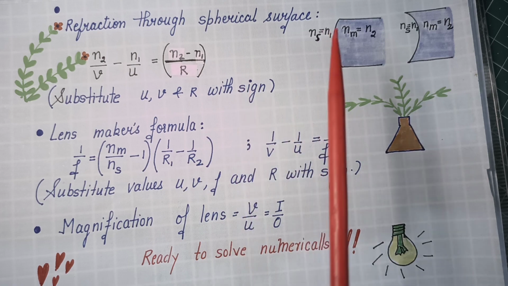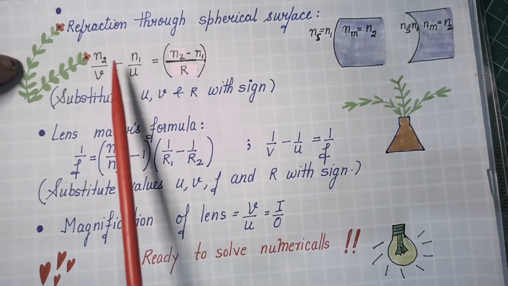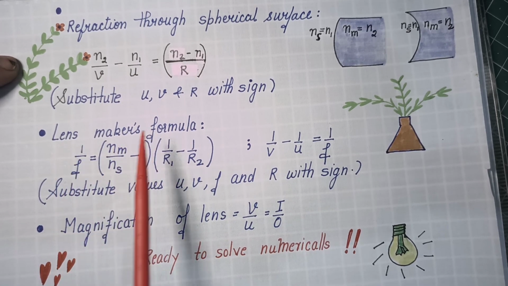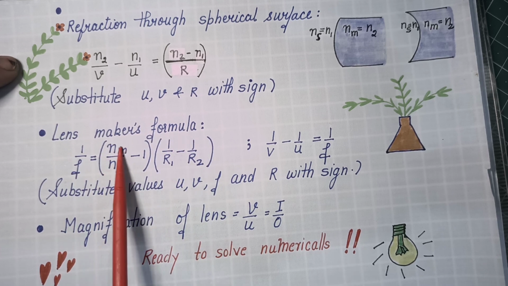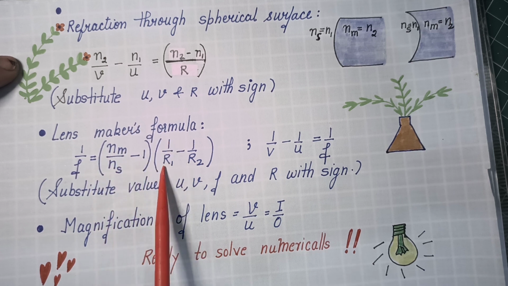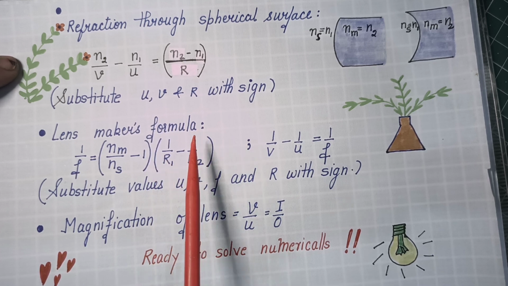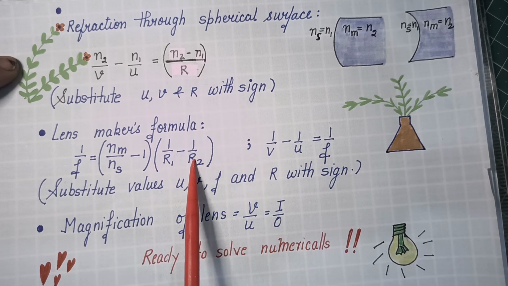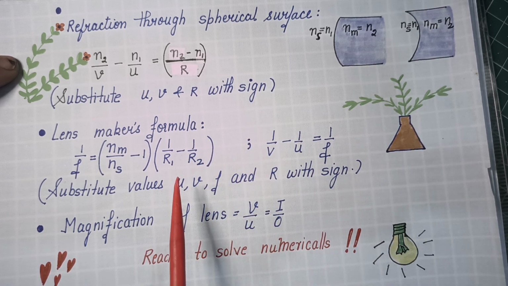Then if we are talking about a lens, that means we have two refracting surfaces. From this formula, we derive the formula of the lens, which is known as the lens maker's formula: 1 upon f is equal to refractive index of lens divided by refractive index of surrounding medium minus 1, times 1 upon r1 minus 1 upon r2, where r1 is the radius of curvature of the first surface on which the incident ray is incident, and r2 is the radius of curvature of the second refracting surface from where the refracted ray emerges.